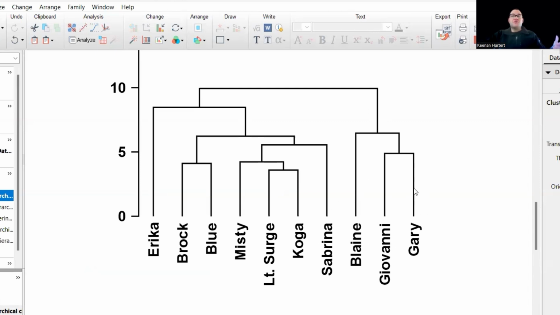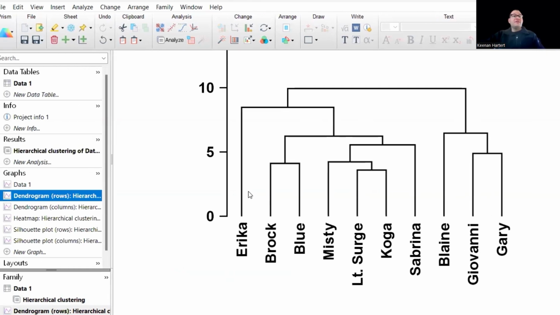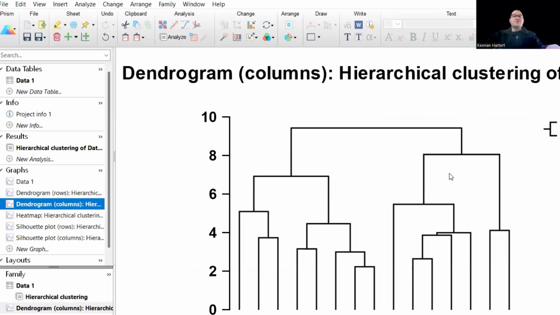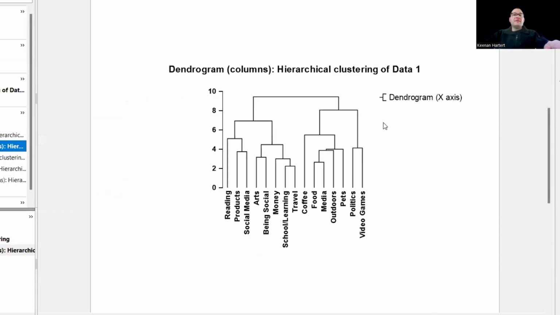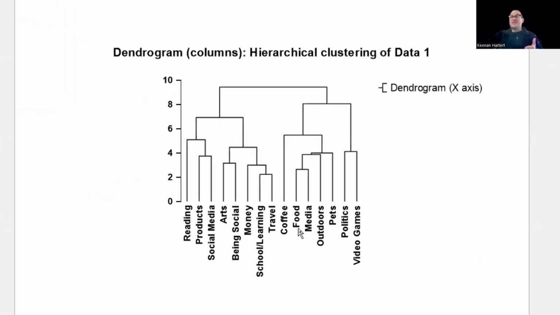Because as you go further up the dendrogram, you are getting further away from the Euclidean distance of how similar your answers were, how similar the data was. So looking over here, you can see that Lieutenant Surge and Koga, they were the most similar. Excellent. Now, if we look over at the factors right here as well, you're going to see different relationships start forming.